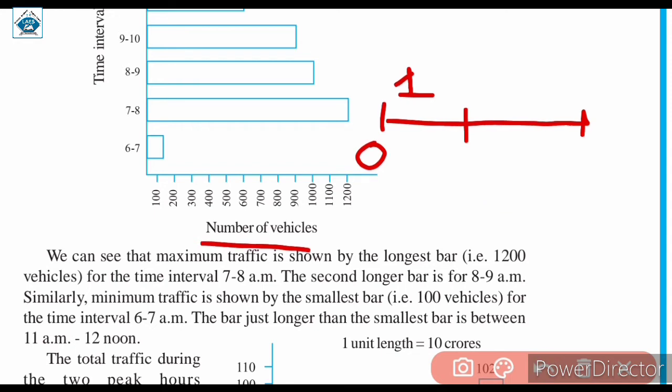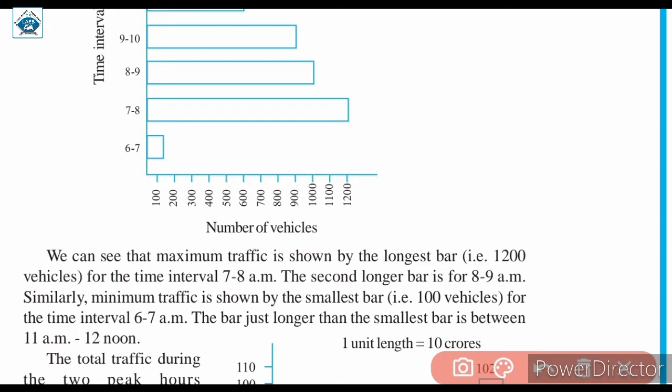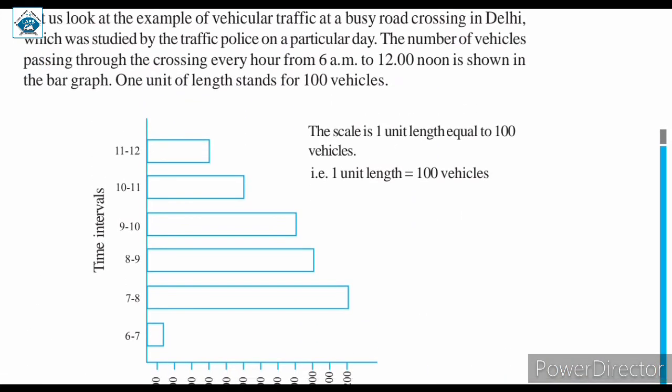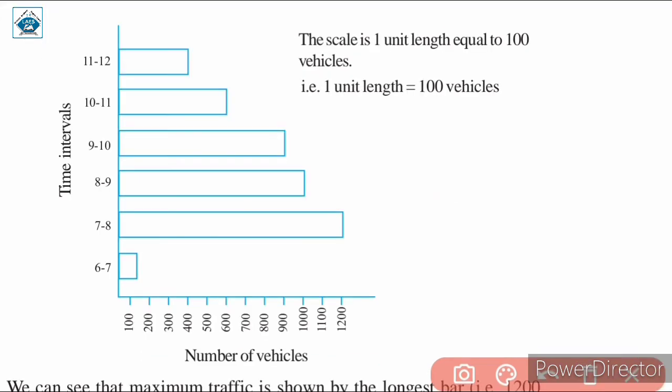But here we are given 100. So hence the given scale, that 1 unit length is equal to 100 vehicles. So in this way, data can be represented on a bar graph, and from this data we can answer many questions. We can see that the maximum traffic is shown by the longest bar.